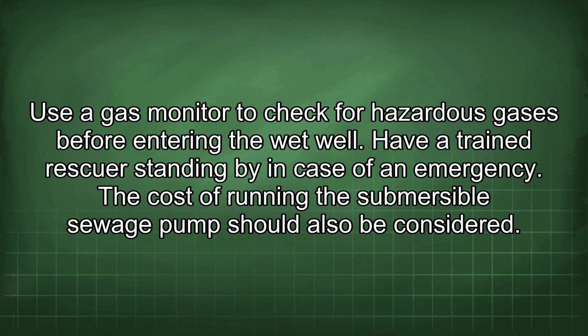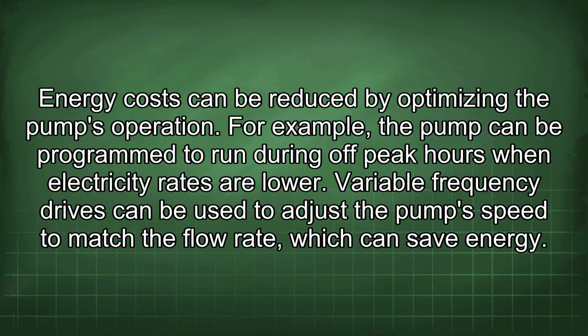The cost of running the submersible sewage pump should also be considered. Energy costs can be reduced by optimizing the pump's operation. For example, the pump can be programmed to run during off-peak hours when electricity rates are lower. Variable frequency drives can be used to adjust the pump speed to match the flow rate, which can save energy.